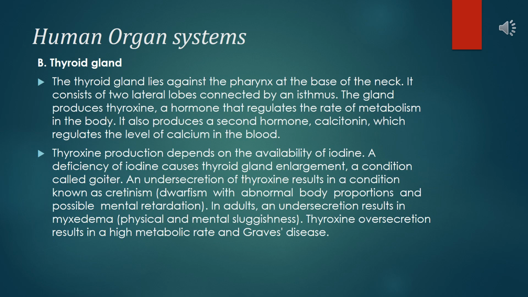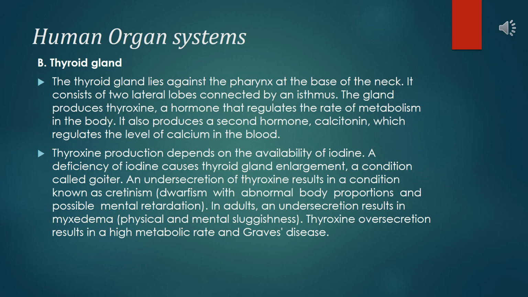B. Thyroid gland. The thyroid gland lies against the pharynx at the base of the neck. It consists of 2 lateral lobes connected by an isthmus. The gland produces thyroxine, a hormone that regulates the rate of metabolism in the body. It also produces a second hormone, calcitonin, which regulates the level of calcium in the blood.